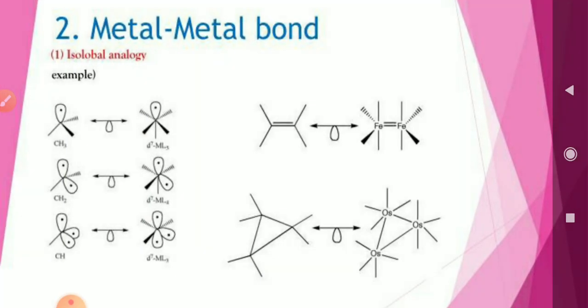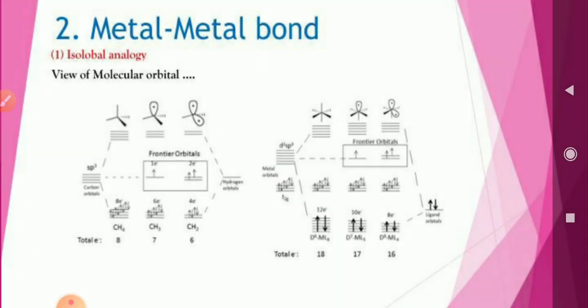Other examples of the isolobal analogy: CH3 and d7 ML5 are similar, and CH2 and d8 ML4 are similar. CH and d9 ML3 are similar in structure, as you can see here in this diagram.